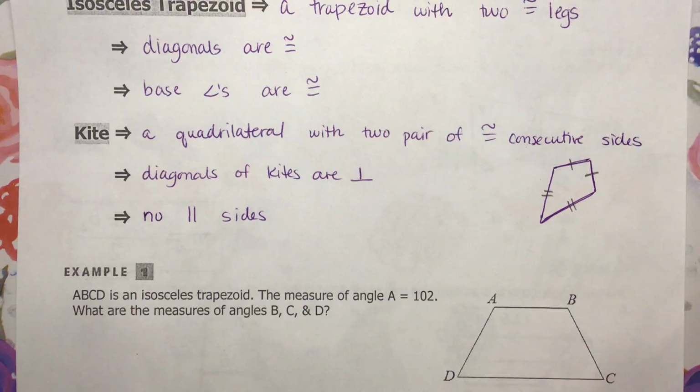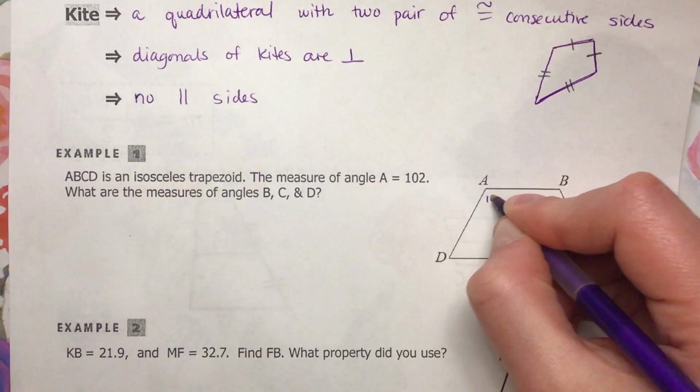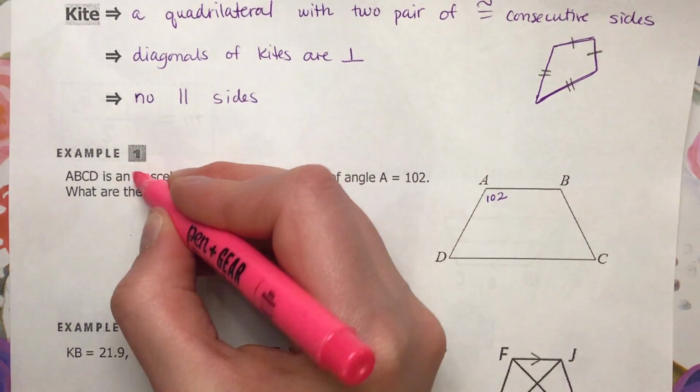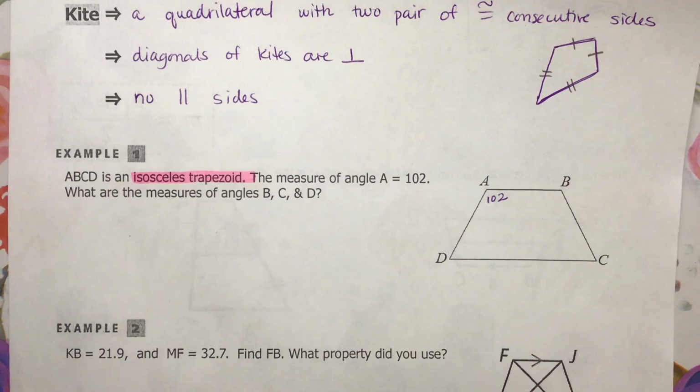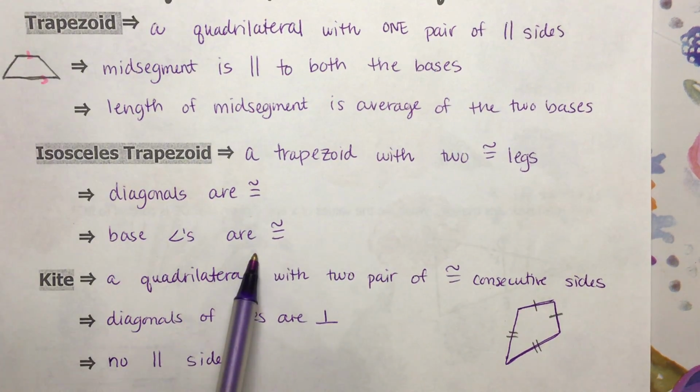So it says in example one, ABCD is an isosceles trapezoid. The measure of angle A is 102, so I'm going to go ahead and label that. What are the measures of angles B, C, and D? Okay. So what I need to focus on right now is the fact that this is an isosceles trapezoid. So we might need to go back up here and remember some things we know about trapezoids. We know diagonals are congruent as well as base angles are congruent.